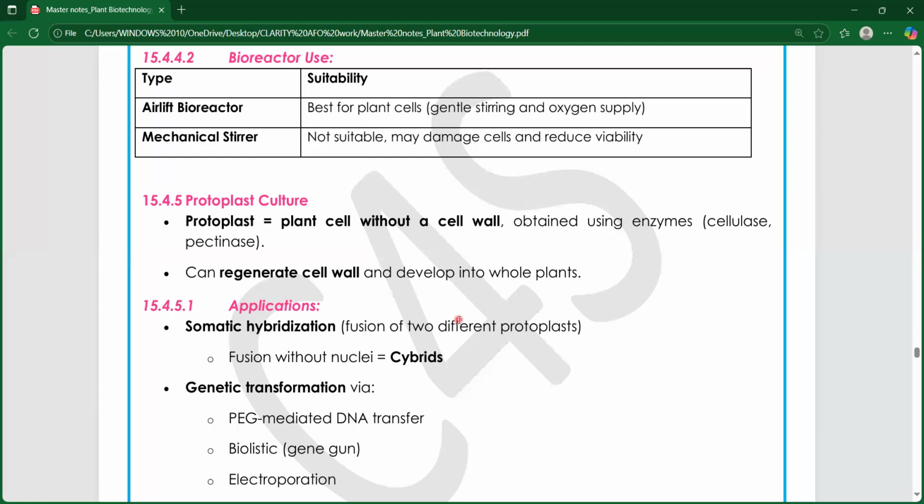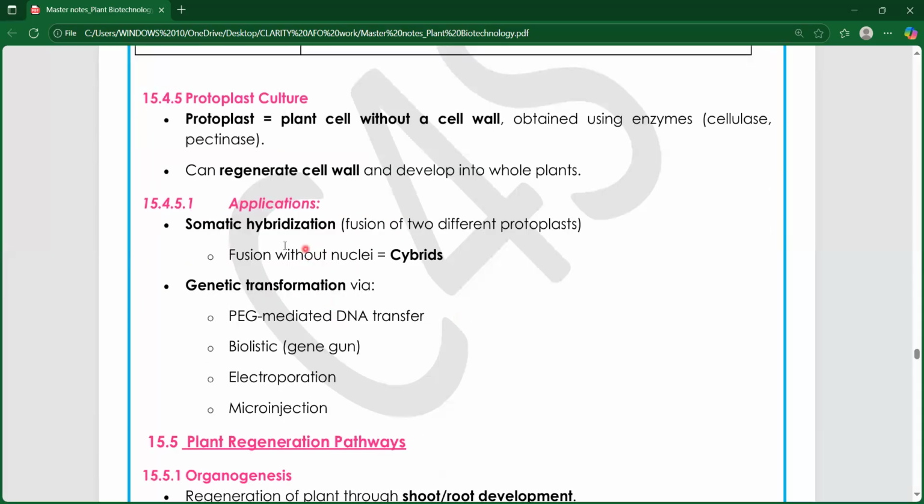Okay. So let's see what the applications of the protoplast culture are. First I have written here somatic hybridization. What is somatic hybridization? It is generally the fusion of two different protoplasts, which can be from the same or different species, using chemicals like PEG, or an electric field, that is electrofusion. These hybridization processes result in somatic hybrids, also known as cytoplasmic hybrids.